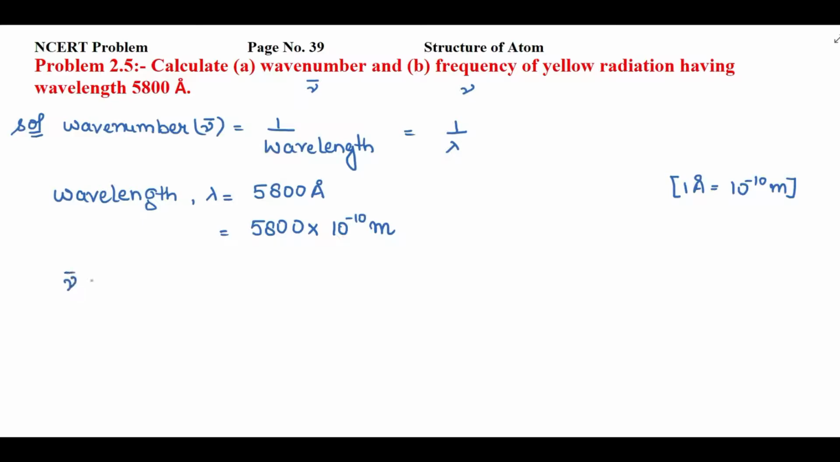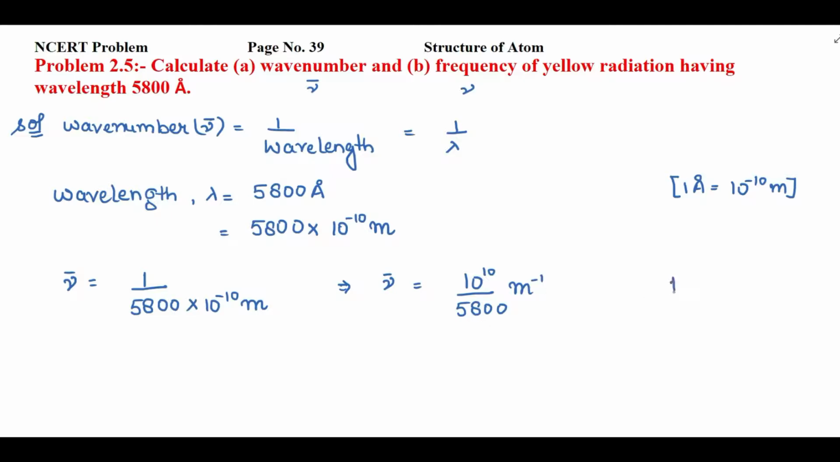So nu bar equal to 1 by lambda, that means 1 by 5800 into 10 raised to power minus 10 meter. When I take this 10 raised to power minus 10 in numerator, it will be 10 raised to power 10, right? So nu bar equal to 10 raised to power 10 by 5800 and units meter inverse. Let's divide 10 raised to power 10 by 5800, right?